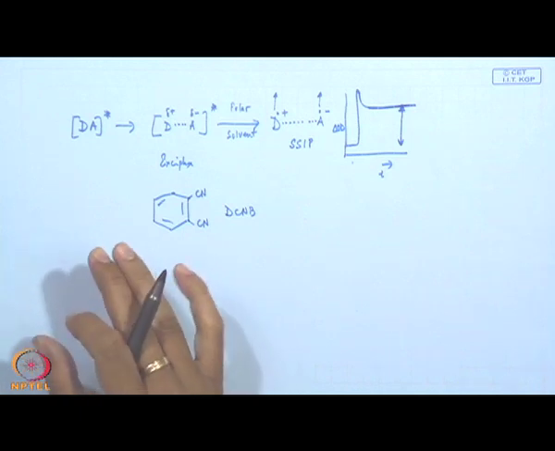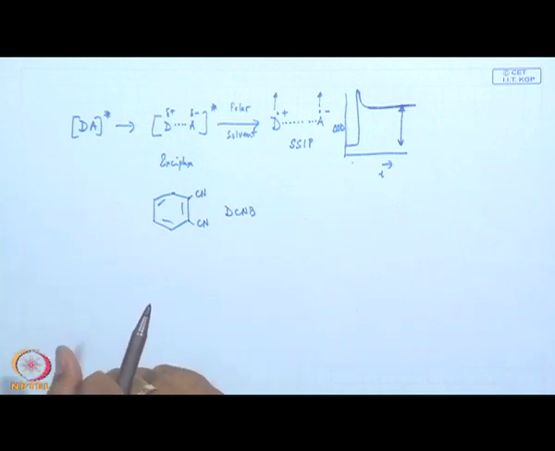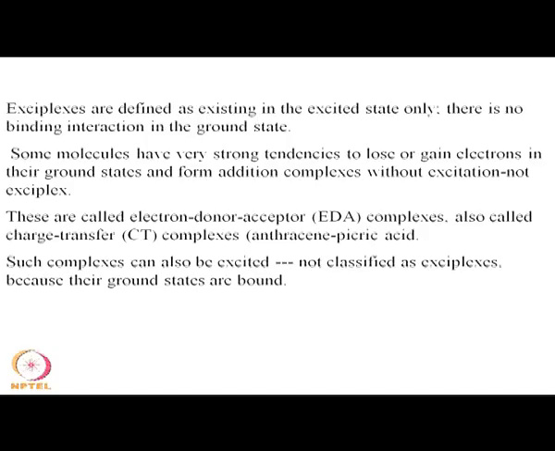But one important point is that their E0 value in the ground state and excited state should be matched accordingly, so that no ground state interaction is there, but in the excited state there is a definitive interaction and there is a definite minimum in the potential energy surface, so that the exciplex formation will be effective. Exciplexes are defined as existing in the excited state only. There is no binding interaction in the ground state, as it is clear from the potential energy diagram I presented.